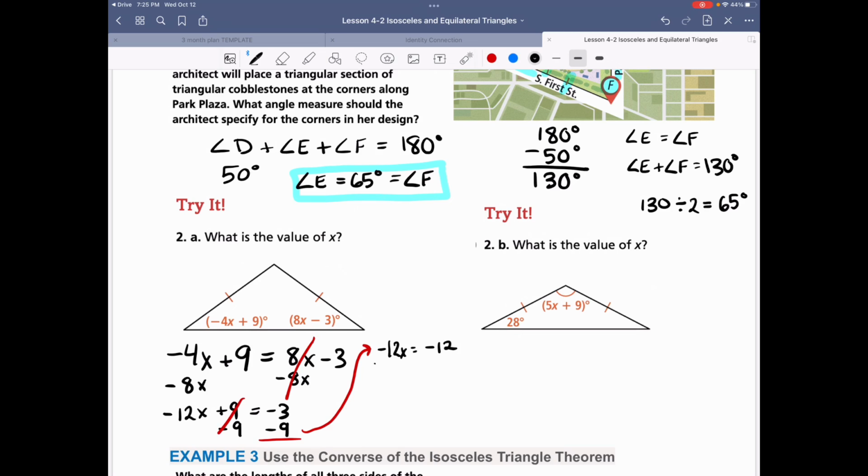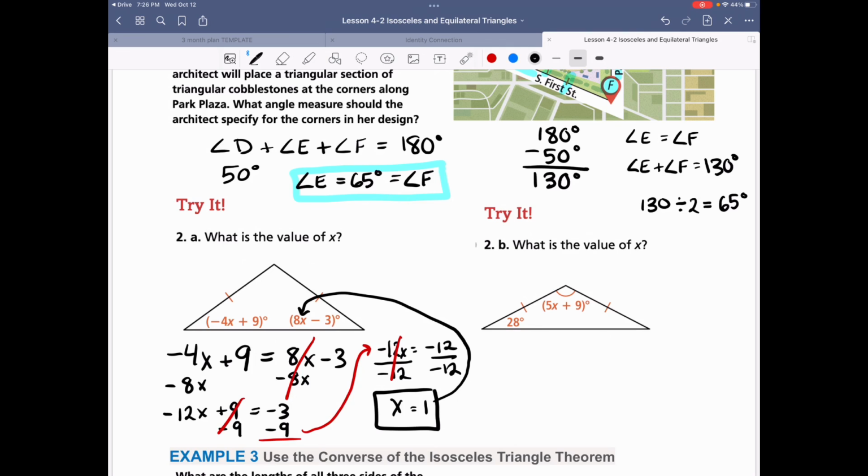We're going to divide both sides by negative 12. This cancels. So now we have x equals, what's negative 12 divided by negative 12? If you said 1, you're right. And that's it. It asked us, what is the value of x? X equals 1. If they asked us what is the measure of the angle, then we would have to plug that 1 into this x. So 8 times x is 8, and 8 minus 3 is 5.